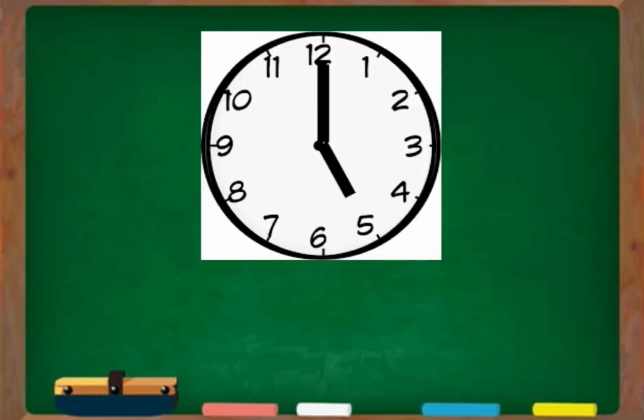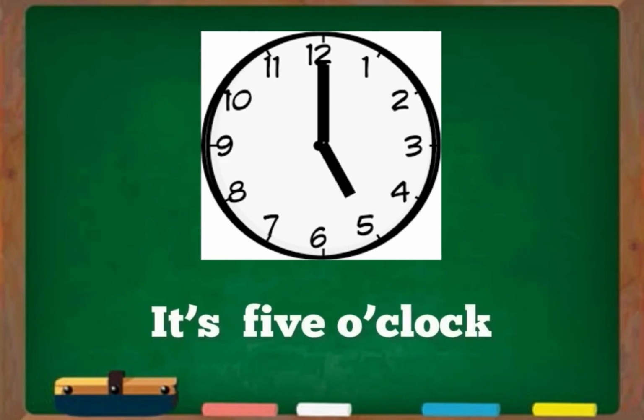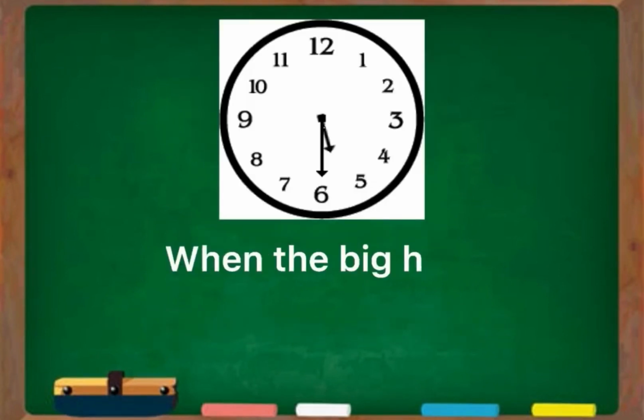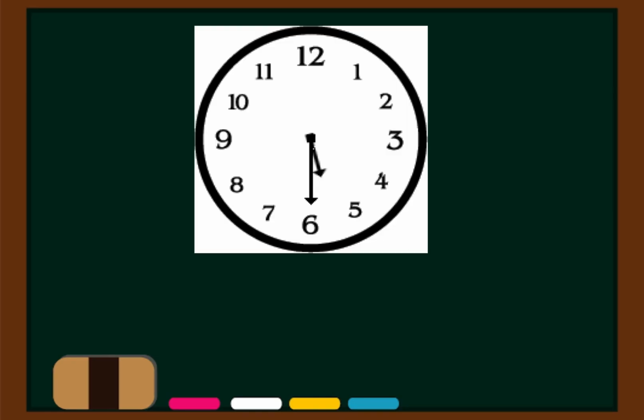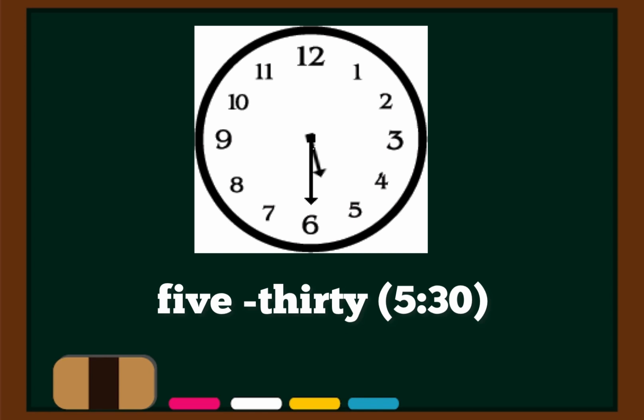For example, what's the time now? Excellent, it's 5 o'clock. When the big hand is pointing to the 6, we say it's half past because half of the hour has passed. So now it's half past 5 or 5:30.